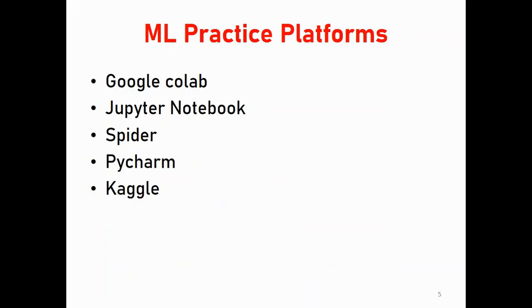These are the ML practice platforms. If you need to run your ML code online, the better option is Google Colab. You can utilize Google Colab to run the code online. Apart from that, Jupyter Notebook, Spyder, and PyCharm are the IDEs which can be downloaded from Anaconda Navigator. They are all open source. Here, Kaggle is mainly useful for downloading the needed data sets.